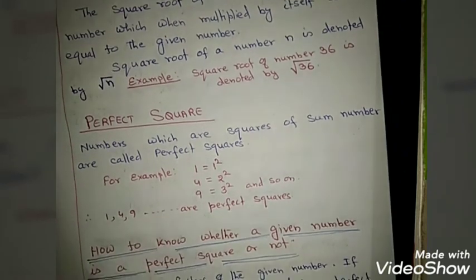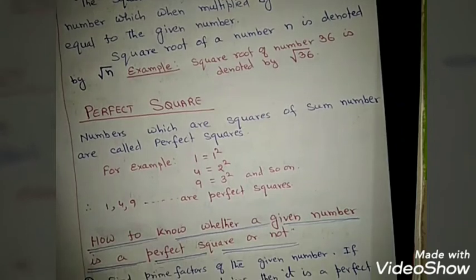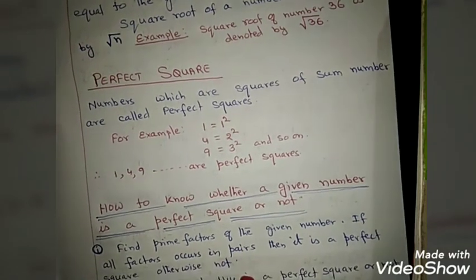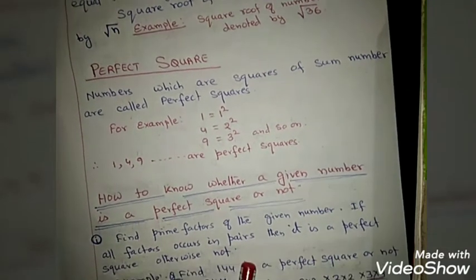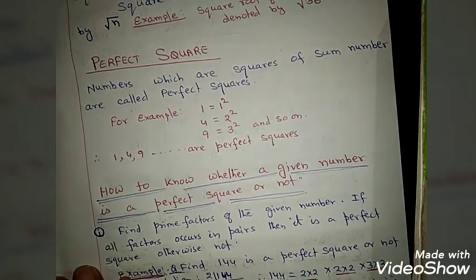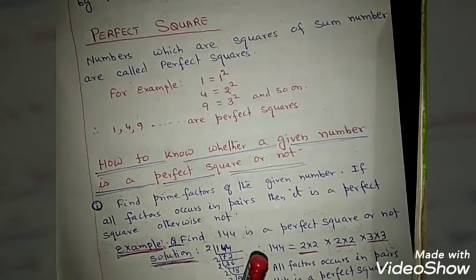How to know whether a given number is a perfect square or not? For that we have to find out the prime factors of the given number, and if all the factors occur in pairs, then it is said to be a perfect square number. If the factors do not occur in pairs, then that number is said to be an imperfect square number. So let us take one example.